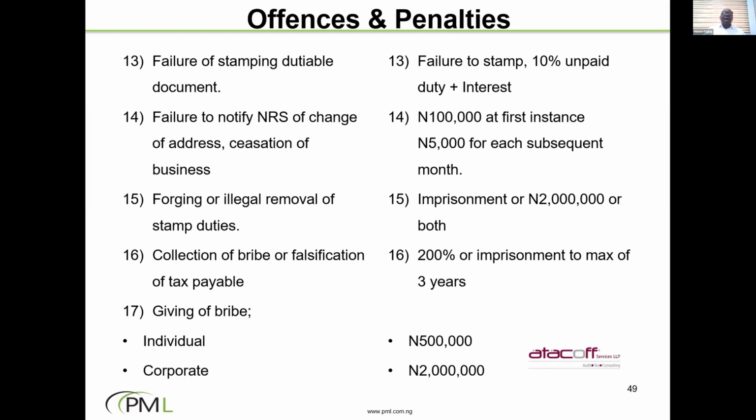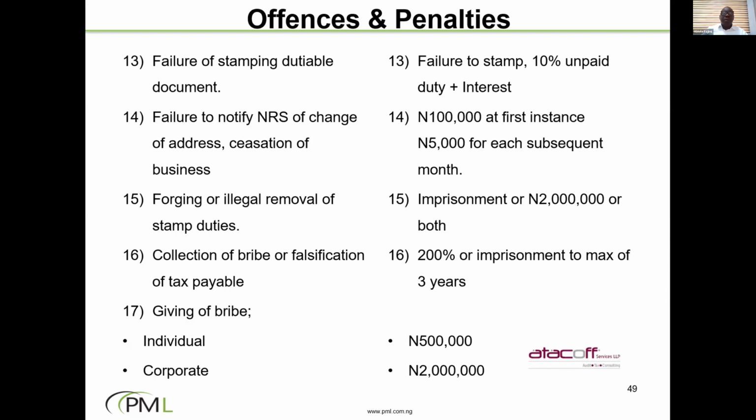Failure to notify NRS of change of address or cessation of business: the penalty is 100,000 naira at first instance plus 50,000 for each subsequent month. They will help you calculate it and send you a bill. They will send you a letter to pay the indebtedness for the non-notification of change of address or cessation of business.